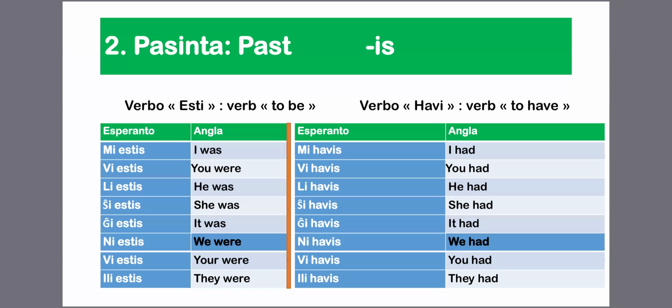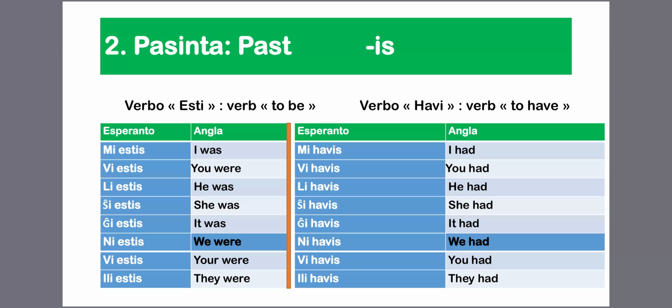A and S. For example, here we see we are in past. It is I and S. It shows this word is in past. And here, as you see, I took two verbs. The first one is the verb to be. The second one is the verb to have. So I'm going to show you guys how we use the past with the verb to be.